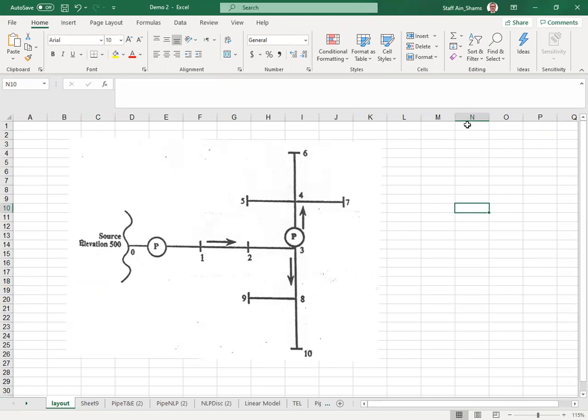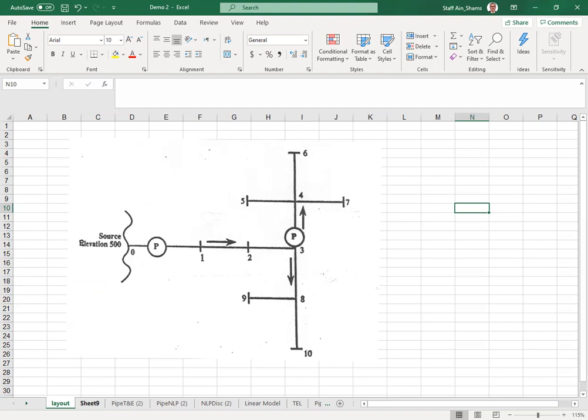Hello, this is an example to show the optimal design for a pipe irrigation system where water is taken from a source at an elevation of 500 feet and pumped through two pumps into 10 pipes to reach the 5 terminal nodes for irrigation purposes. The nodes are 5, 6, 7, 9, and 8. We are going to try different ways of designing the network.